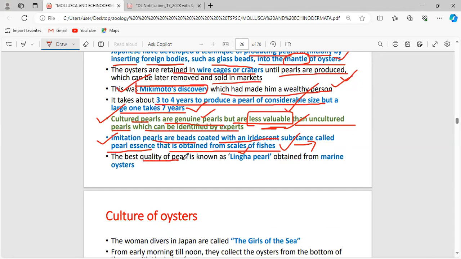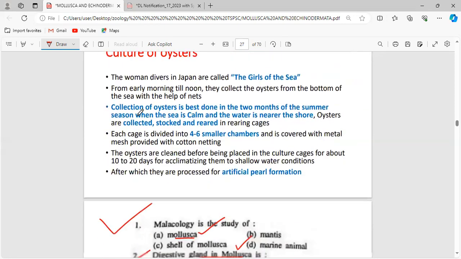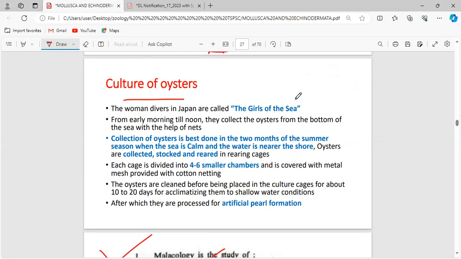The best quality of pearl is known as the linga pearl. Again, a question will be asked here. The linga pearl is the best quality of pearl. This is obtained from marine oysters. Now, culture of oysters. These are all unnecessary points. This is just a story.